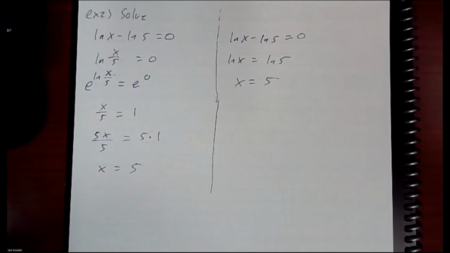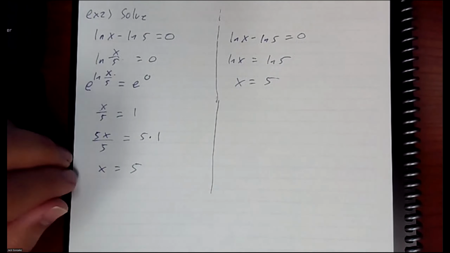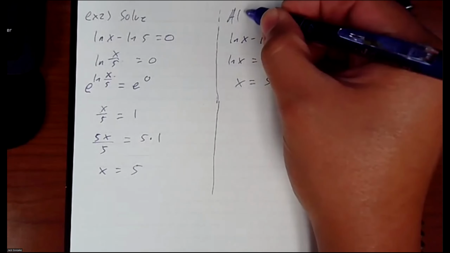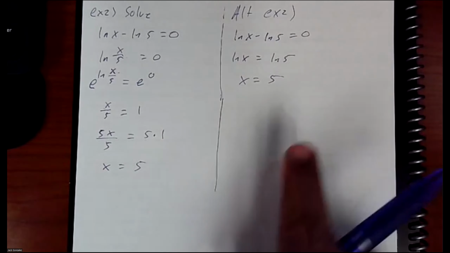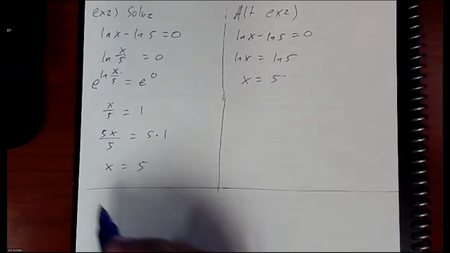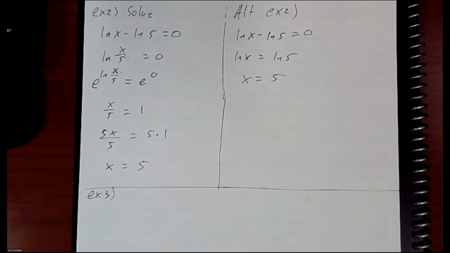So use your definition whenever you want, but just remember that sometimes you'll be forced to use your properties. And that's just how it is. You choose whatever method you want. Just remember, this one will not always work, just like the other one. Any questions on number 2?